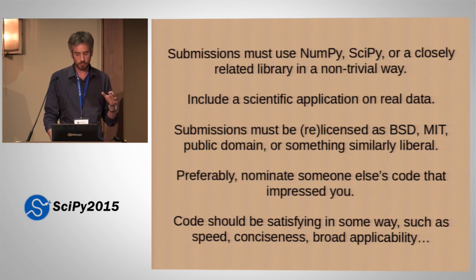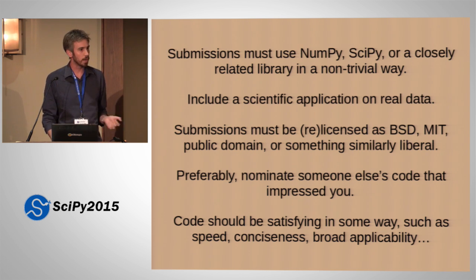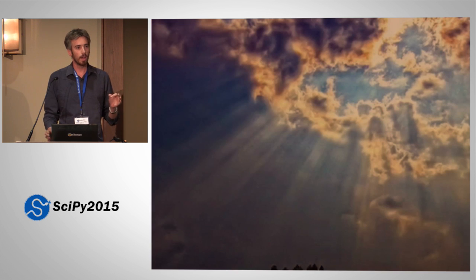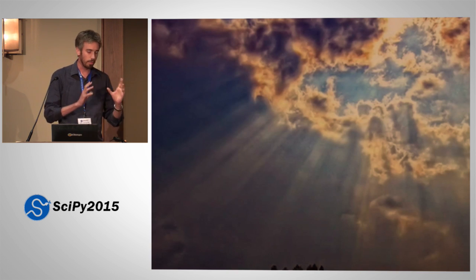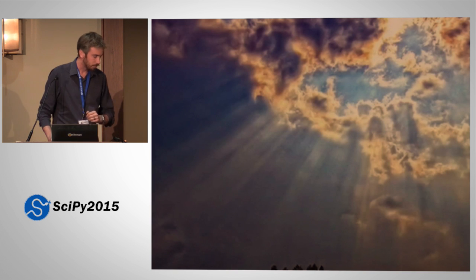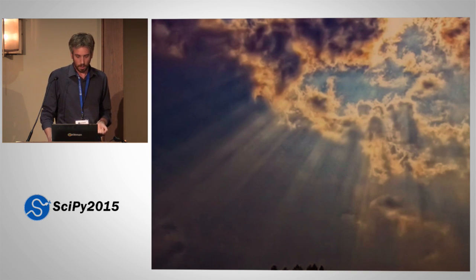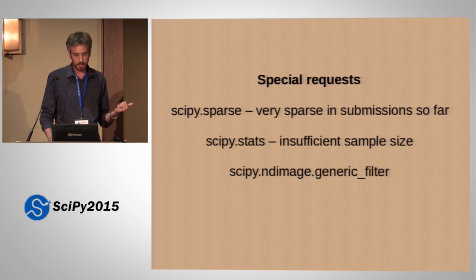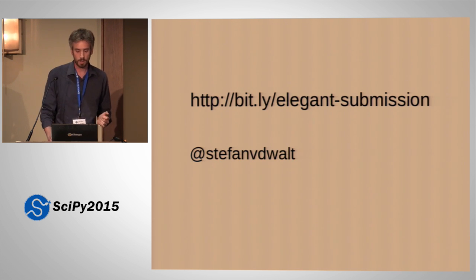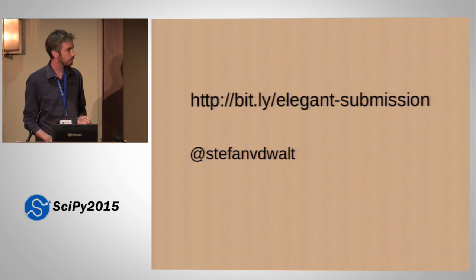And the code should be satisfying in some way. Hopefully it would be fast, concise, have broad applicability. In other words, when I see this code, I must hear the heavens open. And that code we will use to bring new people into the SciPy fold and educate them as to how to write code best in this environment. So special request, please give us something for SciPy sparse, SciPy stats, and if you have a good use of SciPy's generic filter, we'd love to see it. Here is the submission URL.